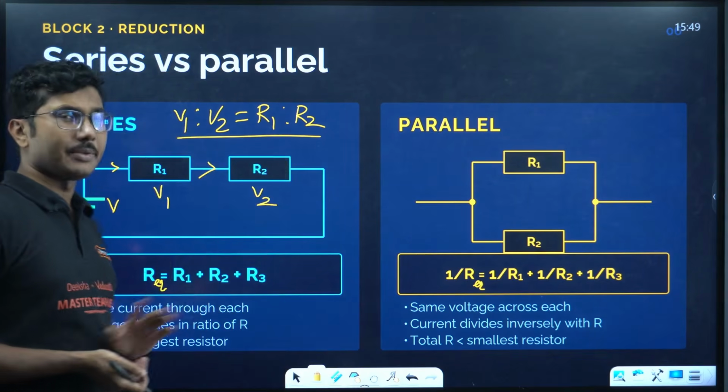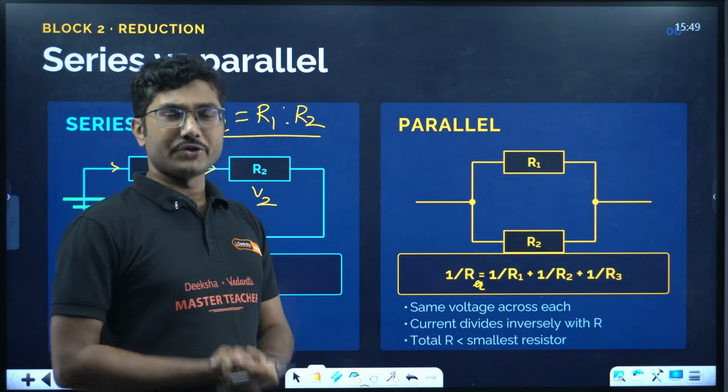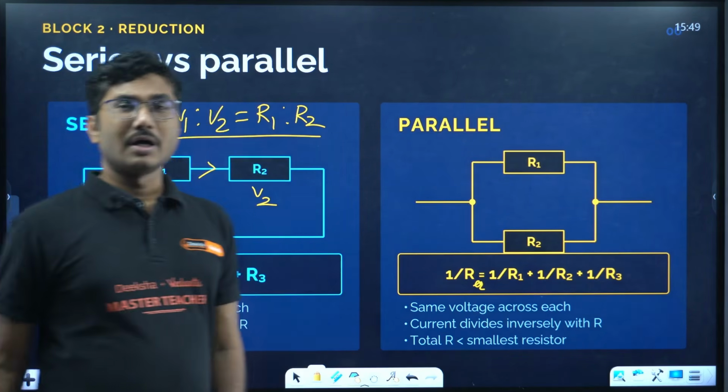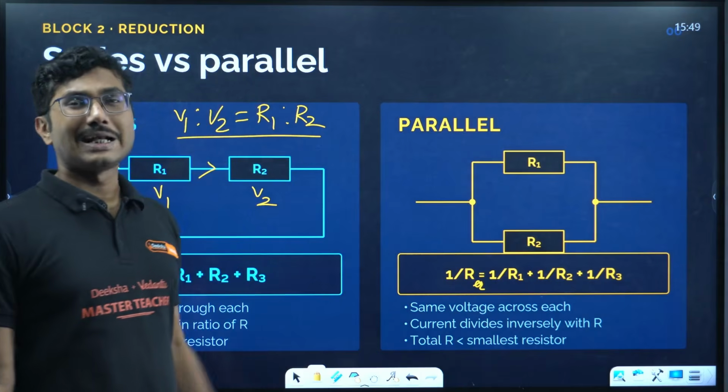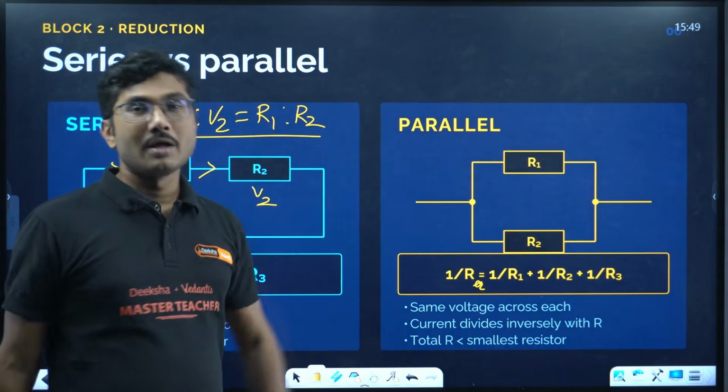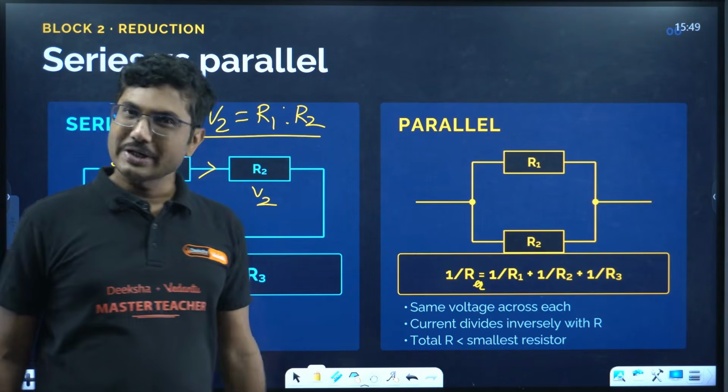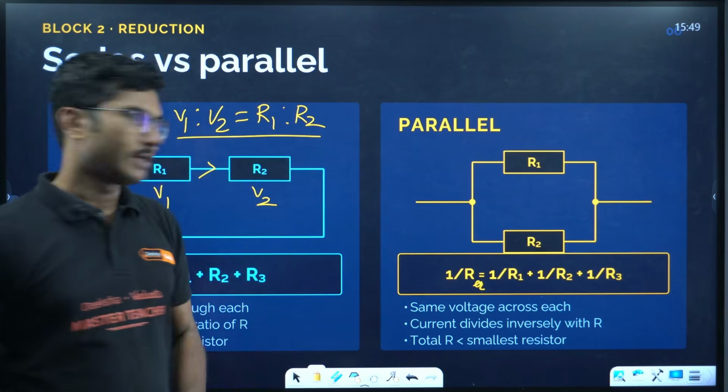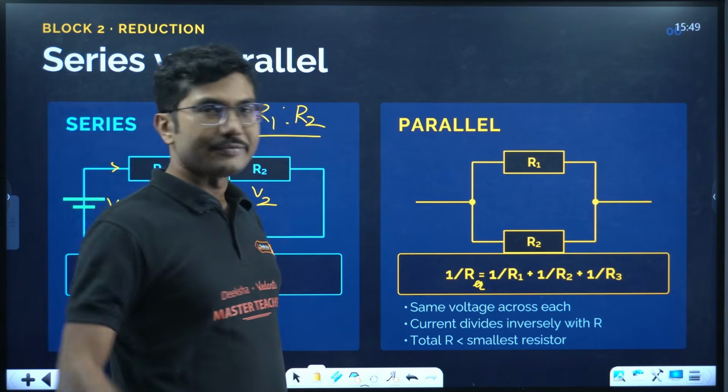So if the question says 1 ohm and 2 ohm resistors are connected in series across a voltage supply of 10 volt, what is the ratio of voltages across them? It will be 1:2, same as their resistances. Remember that. That will save you some time.